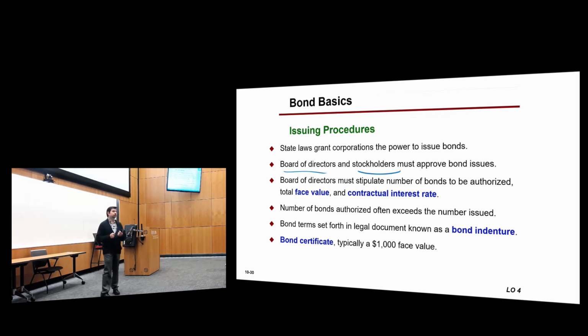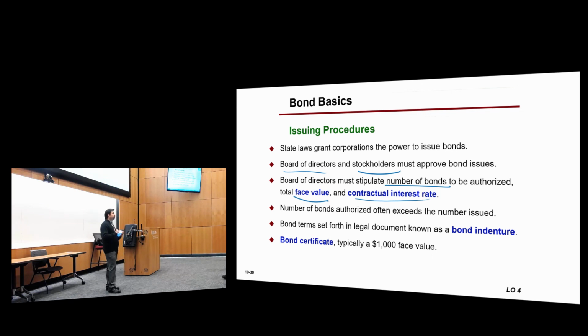Once they approve the issuing of those bonds, the board of directors will decide on the number of bonds, let's say 1 million bonds, the face value and the contractual interest rate. They look at the interest rate and they decide the amount at which they want to sell those bonds. So the face value, the number of bonds, and the contractual interest rate. This is the interest rate on the bond itself.